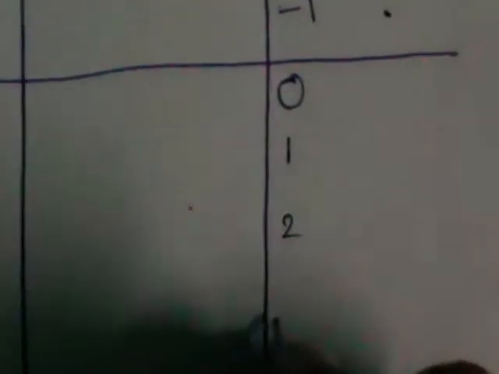On the top you will get minus 1, minus 2, minus 3, minus 4. Here 1, 2, 3, 4. Here 1, 2, 3, 4. Here minus 1, minus 2, minus 3, minus 4. Let us represent each of these strategies on this axis.